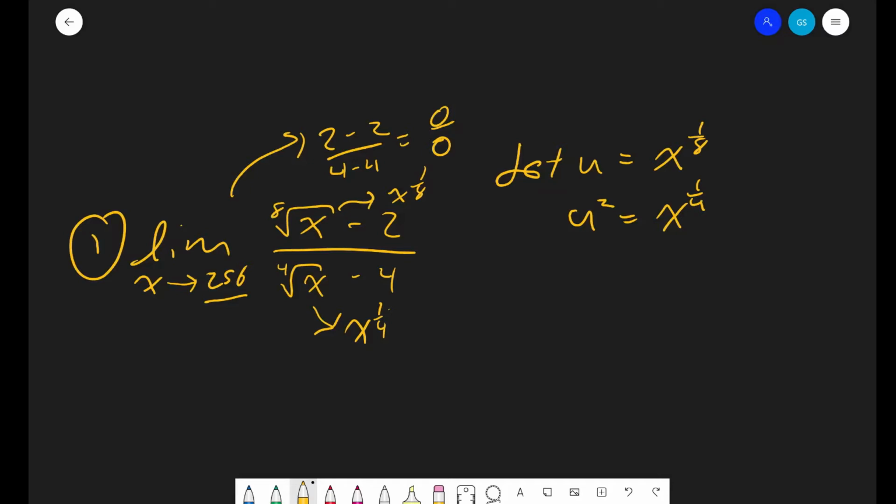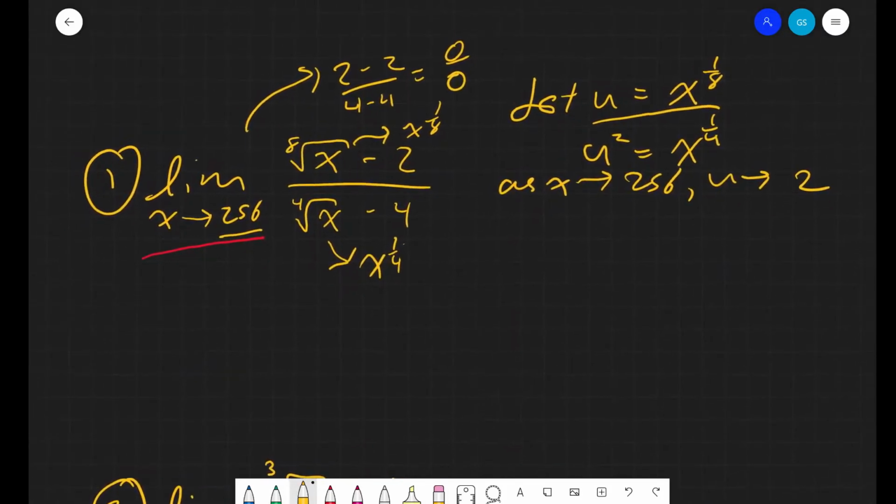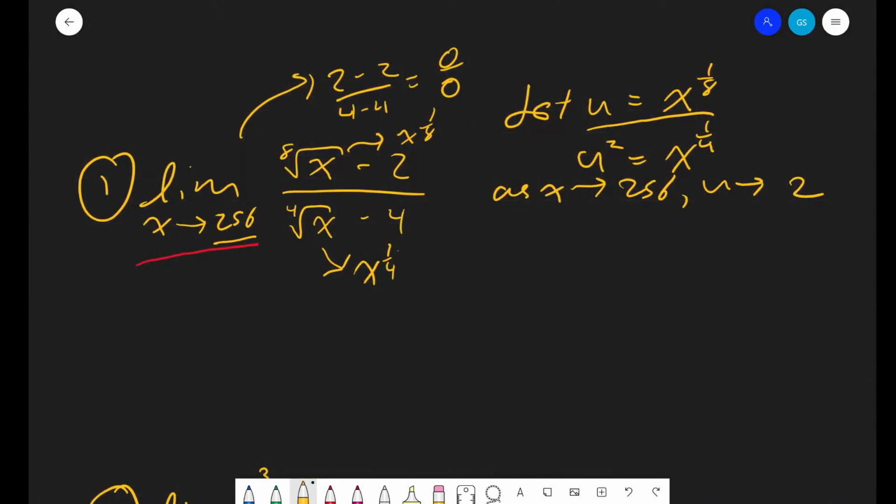Now the next step is to indicate what u is approaching. We know that x here is approaching 256, but what is u approaching? As x approaches 256, u approaches what? Well, u equals x to the 1 over 8, and if you plug 256 into x to the 1 over 8, you end up just getting 2. You can try that in your calculator. So now we've defined another variable completely, and we can use it to solve.